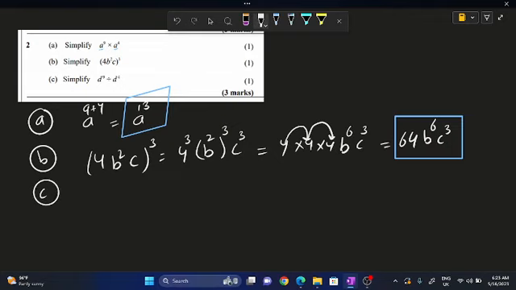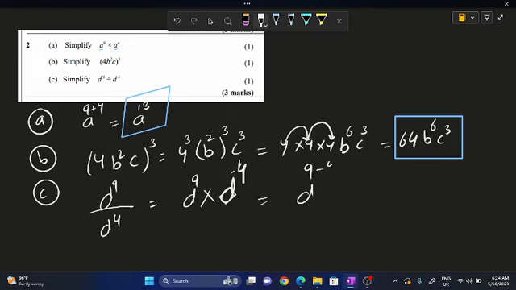C. d raised to the power 9 divided by d raised to the power 4. Same thing you have to do. Change the division into multiplication first. That would be d raised to the power 9 times d raised to the power minus 4. Just like I told you for question number 1. Whenever it is shifted over to the numerator, its sign will reverse. It's positive 4, so it would make a negative 4 now. So use the power rule of maths. 9 minus 4 gives you d raised to the power 5. That is the answer for C part.